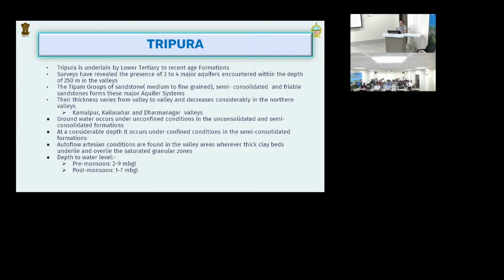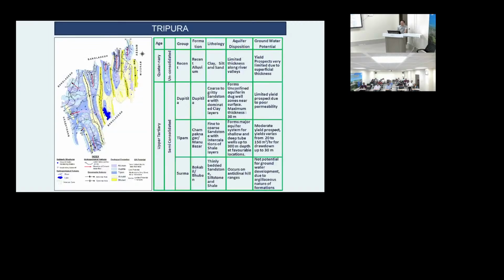So Tripura is underlain by lower Tertiary to recent formations, and a survey study revealed the presence of 3 to 4 major aquifers within a depth of 250 meters in the valley. I'll just show the map. The geological formations comprise mainly alluvium, Dupitila, Tipam, Bokabil and Bhuban formations. The groundwater potential is low, moderate to very good in the Tipam formation, and limited in Bokabil and Bhuban formations.